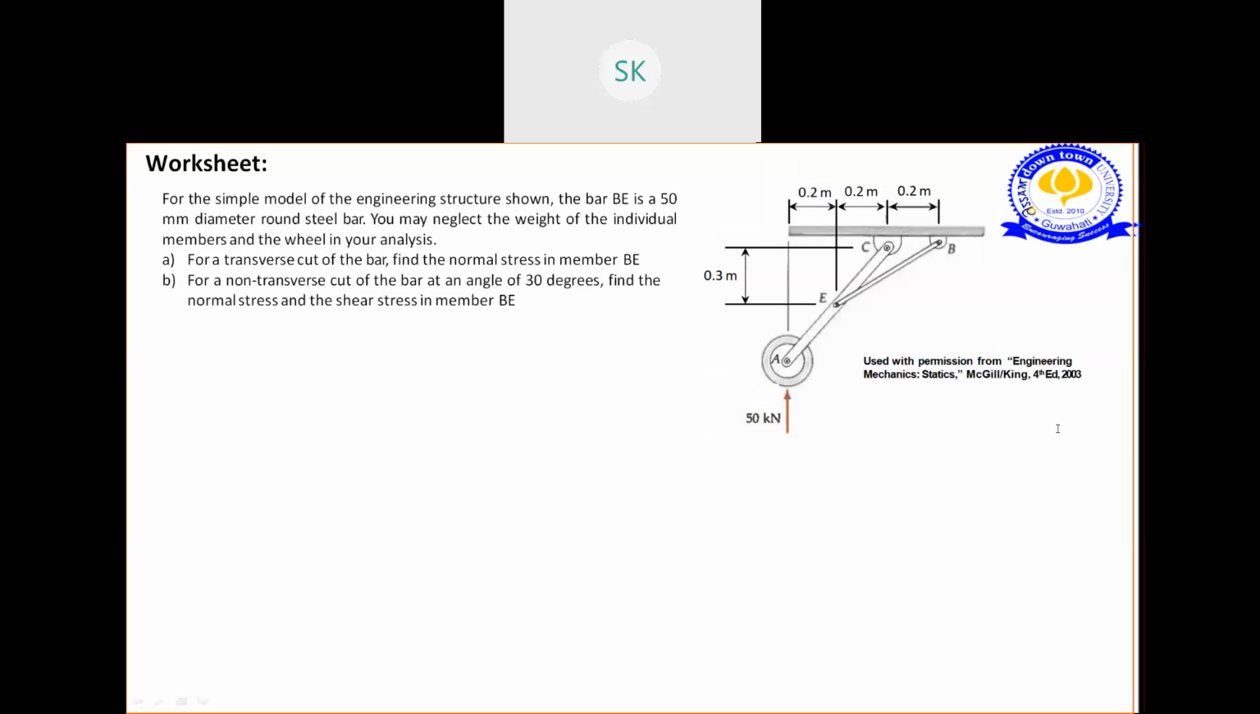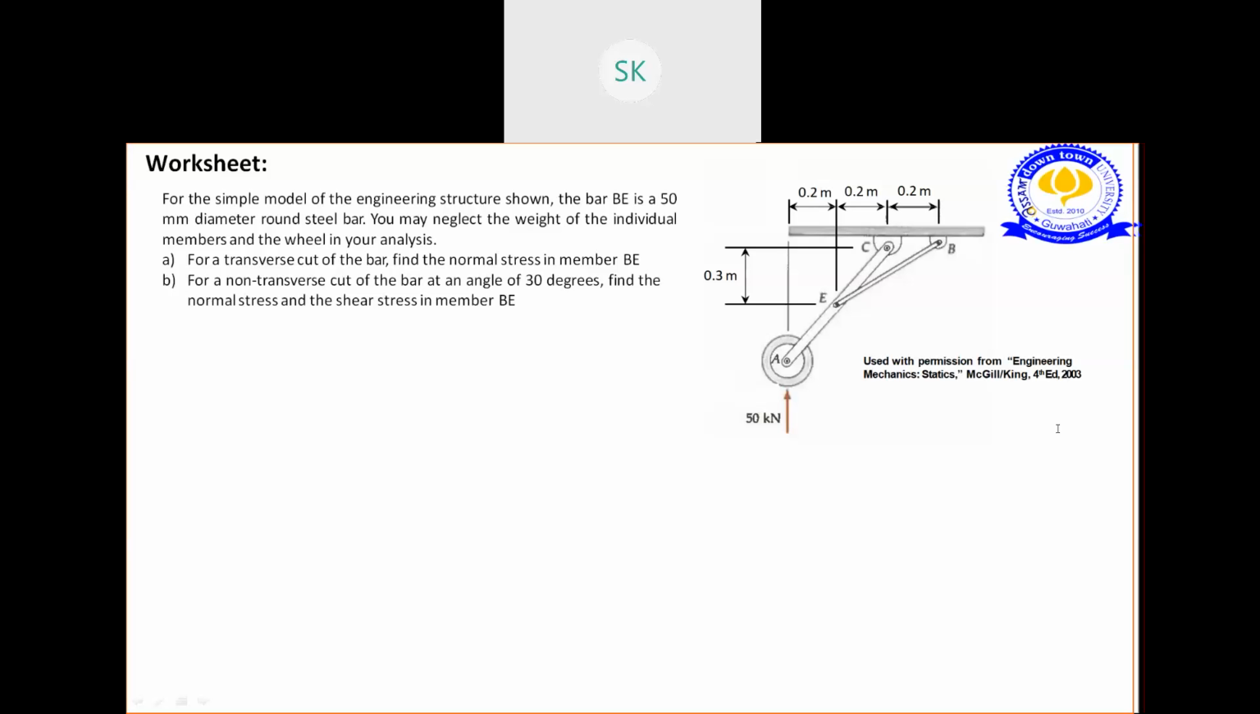For a simple model of the engineering structure shown, the bar BE is a 50 mm diameter round steel bar. Just neglect the weight of the individual members and the wheel in your analysis. Forget about the wheel and other members. The first hint is that you have to find out the force in the member BE.